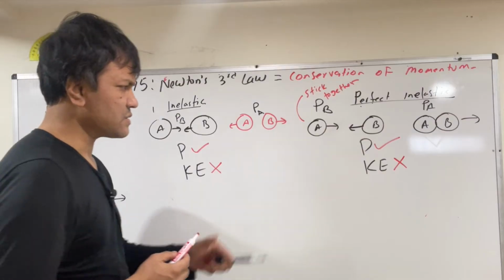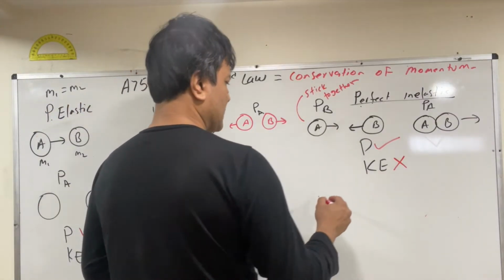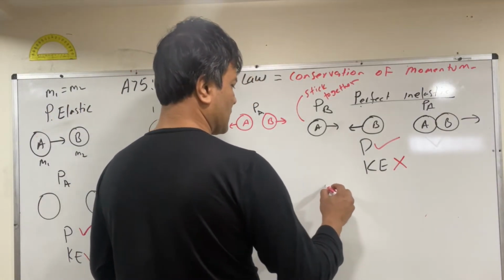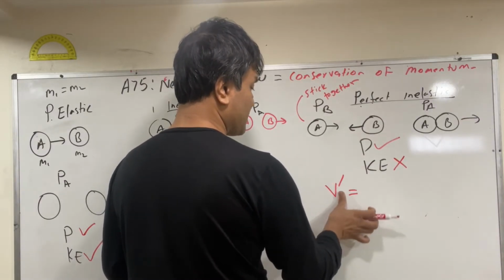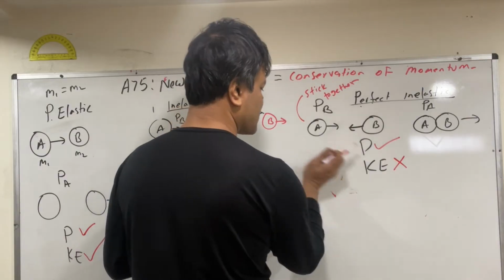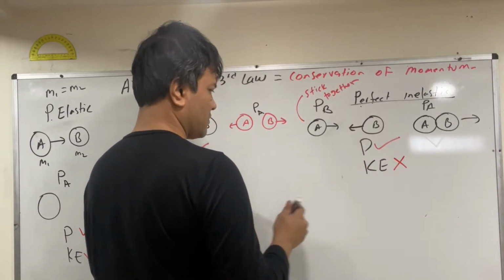Now let's give you the equation for this one. The equation for this one is pretty simple. V2 prime, or just V prime, right? Because I just want to write it in a full form.